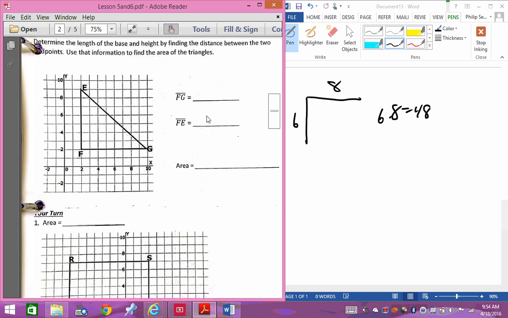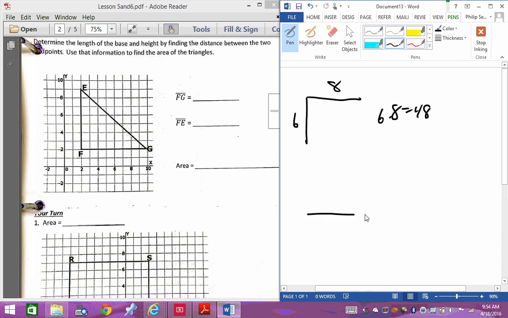Triangle, more of the same. You're going to do your base and your height. So you need to figure out FG and FE. Counting FG: 1, 2, 3, 4, 5, 6, 7, 8. So it takes us 8 to go there.